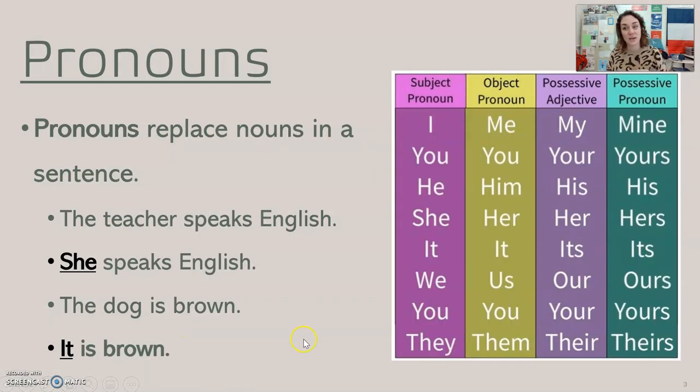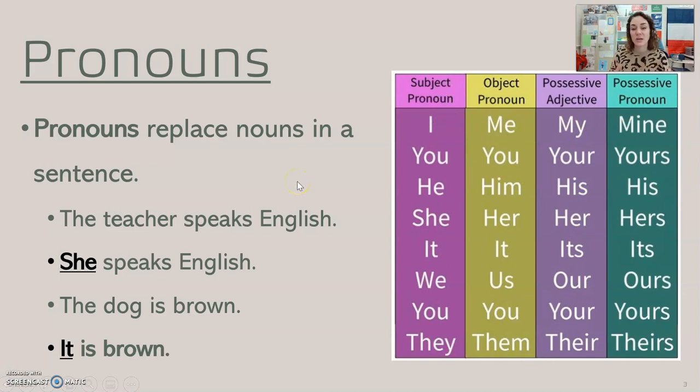The word pronoun, pronouns are what replace a noun in a sentence. So instead of saying the teacher speaks English, you would say she speaks English. Instead of saying the dog is brown, you would say it is brown. So the word she, the word it, here are a bunch of different pronouns in English. There are different categories. We are going to look at subject pronouns.